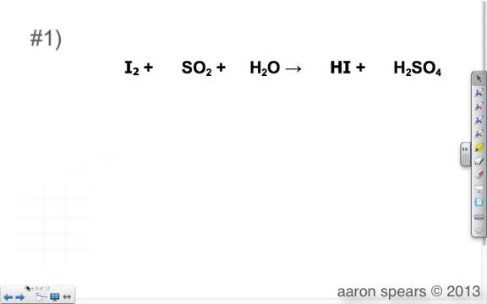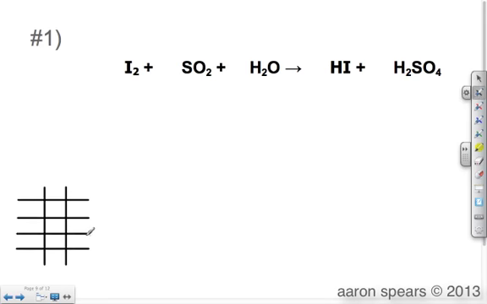In our first example, we are to balance the chemical equation for the reaction of iodine with sulfur dioxide and water to produce hydroiodic acid and sulfuric acid. You recall from our previous lesson, the first thing we want to do is make an inventory of all the different types of atoms in this reaction. We do so by making a list, and we start by listing all the different elements that we see in the chemical equation. I see iodine, sulfur, oxygen, and hydrogen.